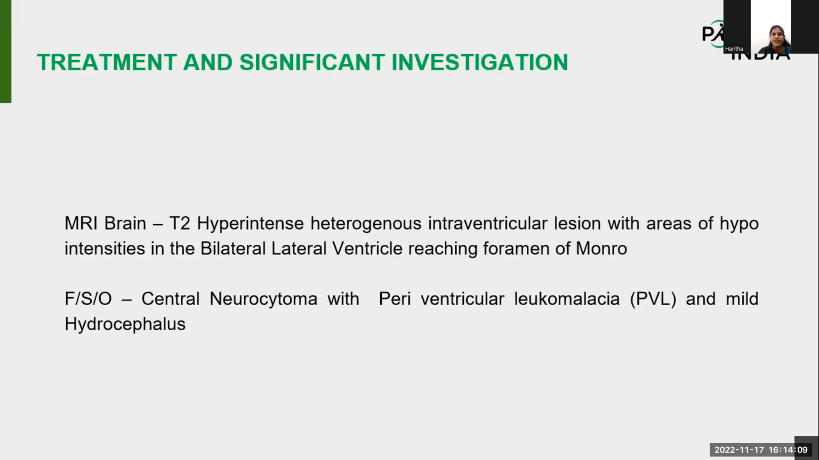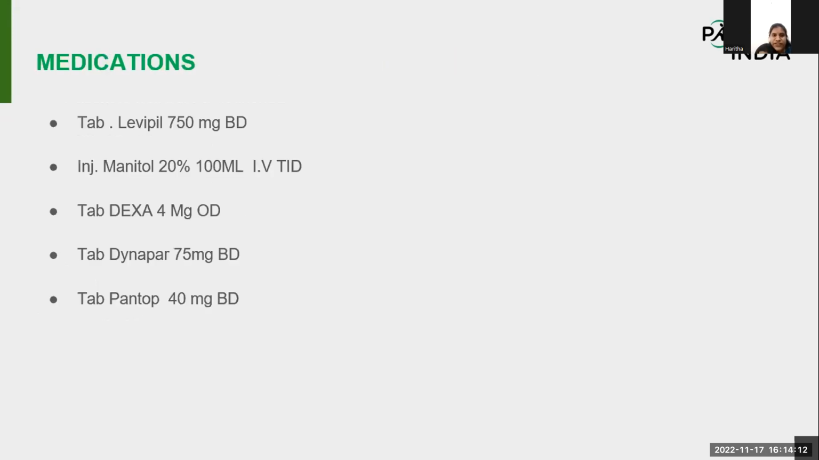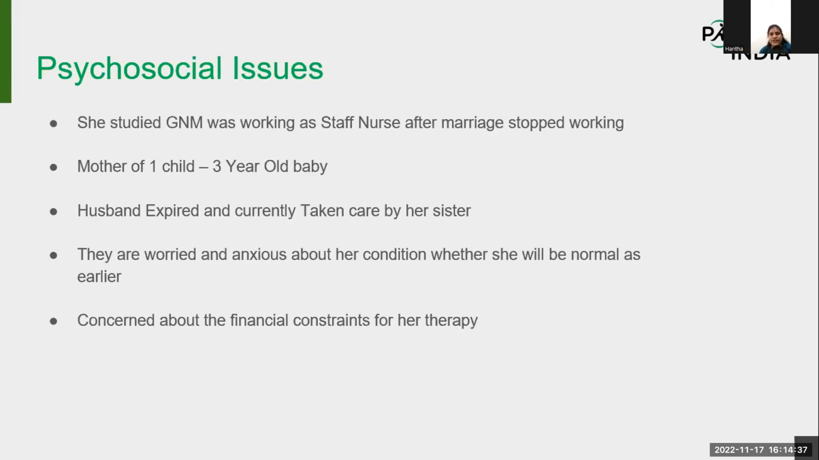And the next is the patient's medications. The patient is on tablet Levipil 750 mg BD. Levipil is used in epileptic seizures. Then injection mannitol 20% 100 ml IV TID, tablet Dexa 4 mg OD, tab Dynapar 75 mg BD, and tab Panta 40 mg BD. It is used as an anti-acidic.